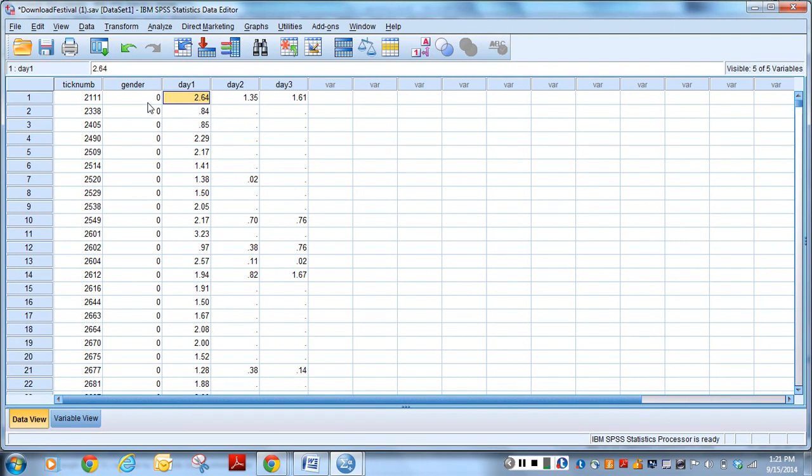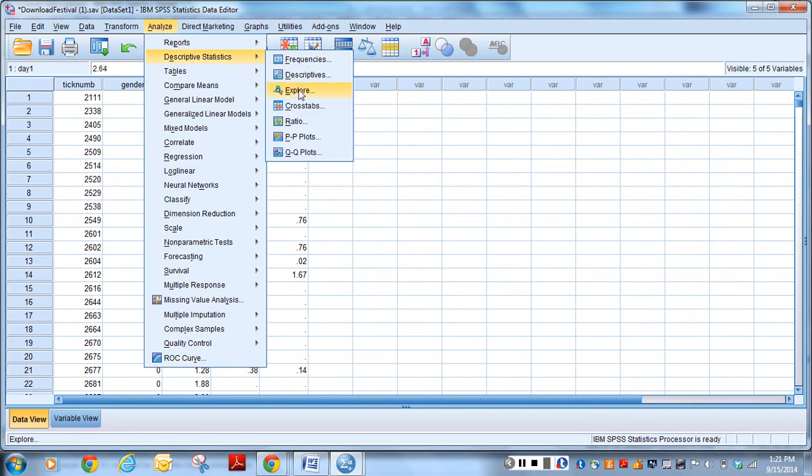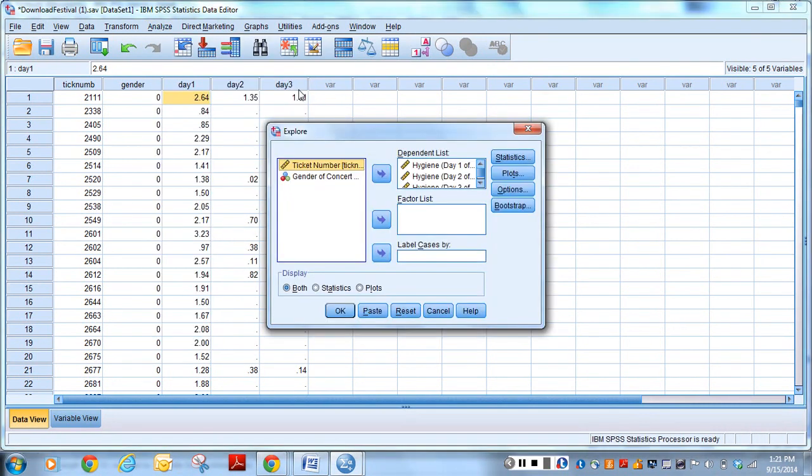So we can do this by going again to the Explore option. We can actually move day 2 and day 3 out, because we're only wanting to focus on the hygiene of day 1. And then our grouping variable is gender, because we want to compare the variance in males and the variance in females. So I'm going to move gender over to factor.